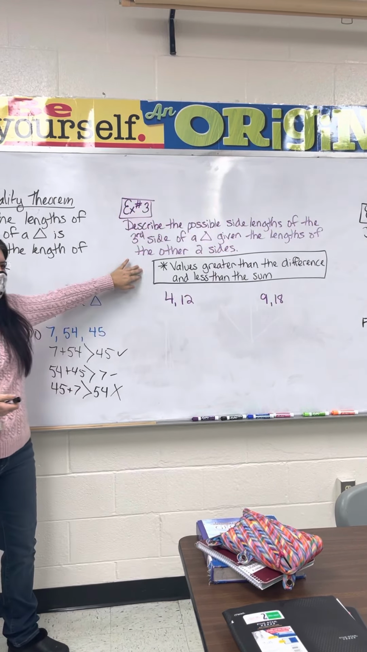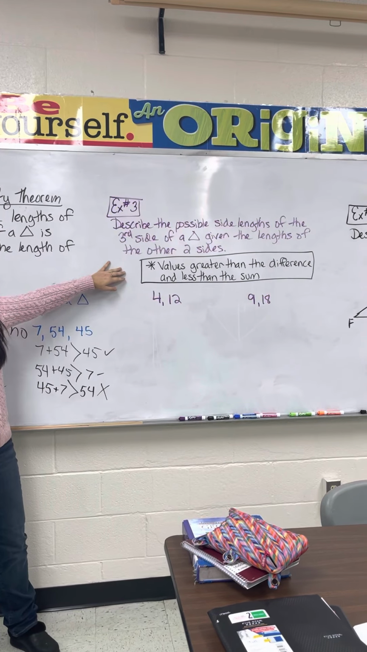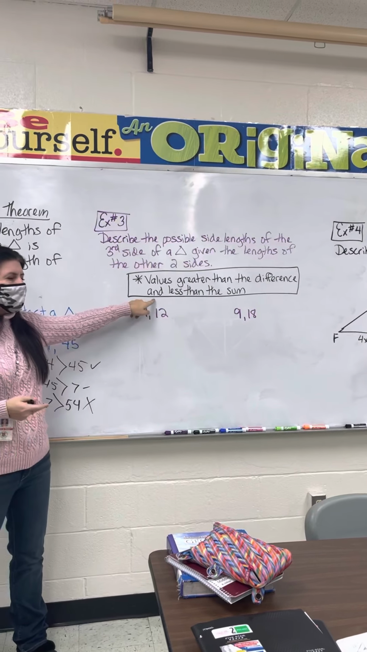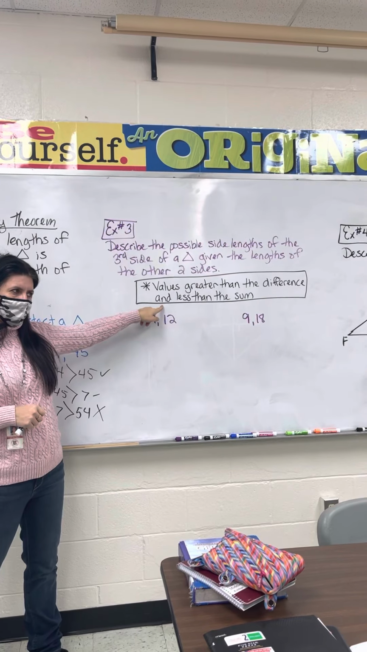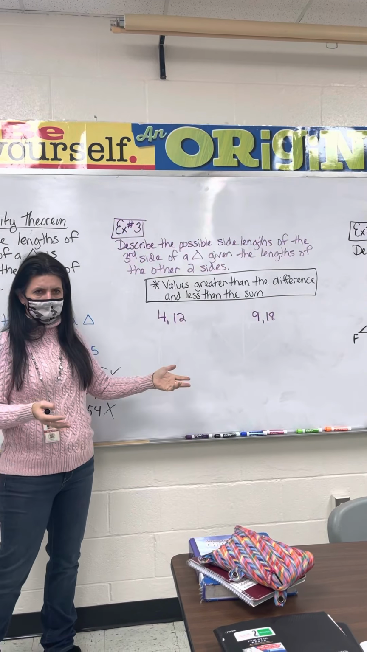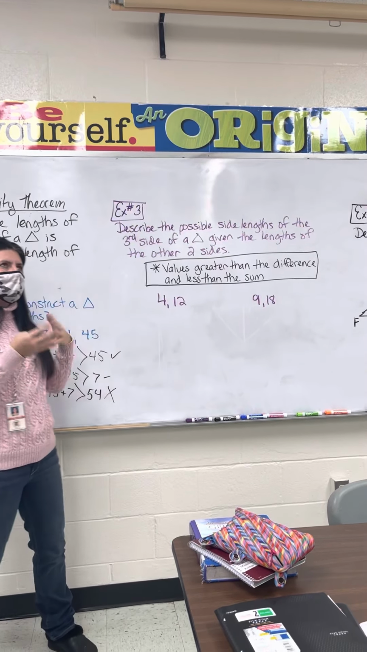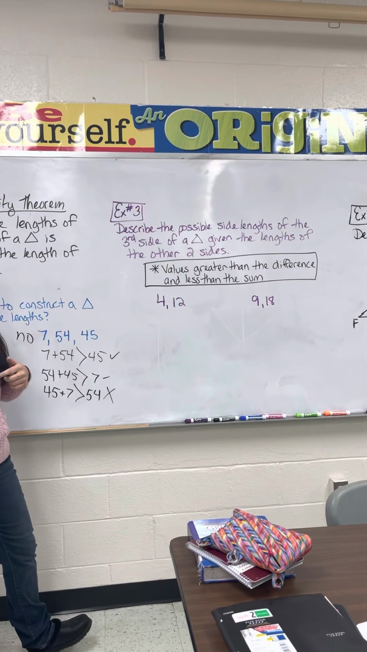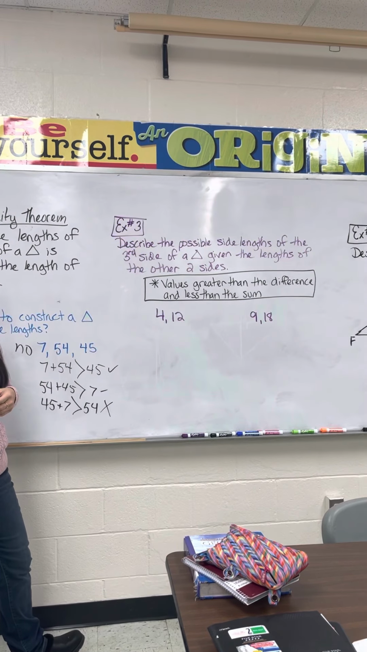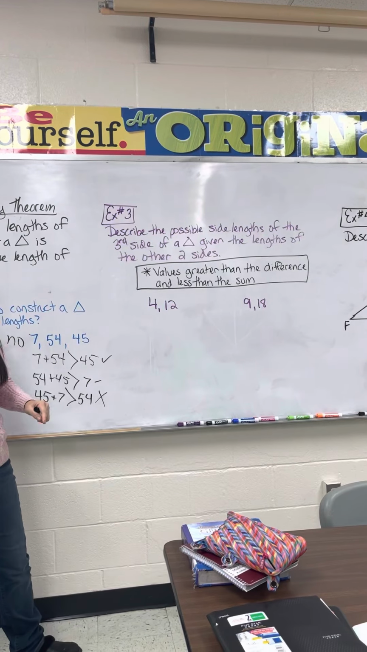This is what we're going to use: values that are greater than the difference and less than the sum. Because we don't know anything about the angles, it depends on how big or small those angles are. That third side length is dependent on the lengths of those sides.